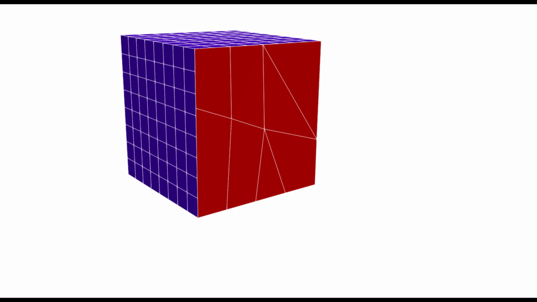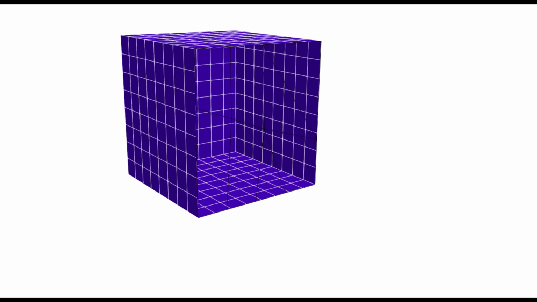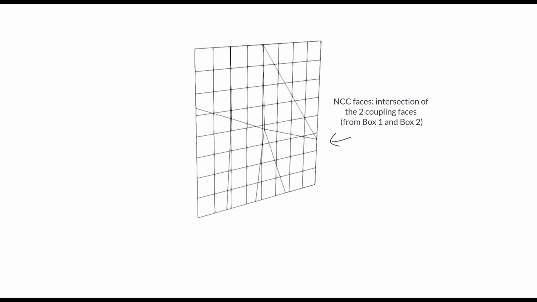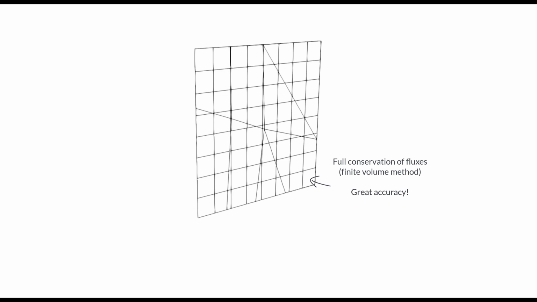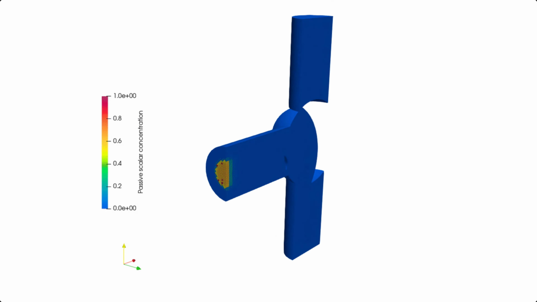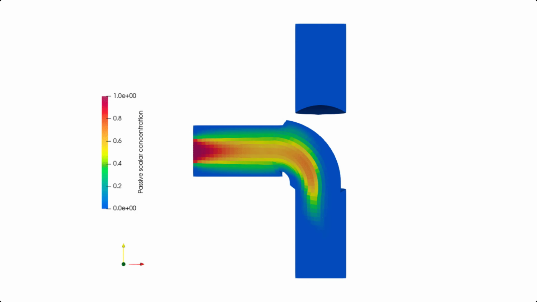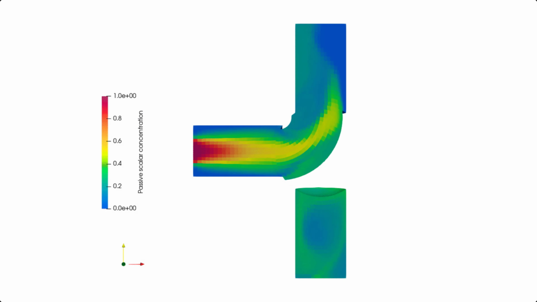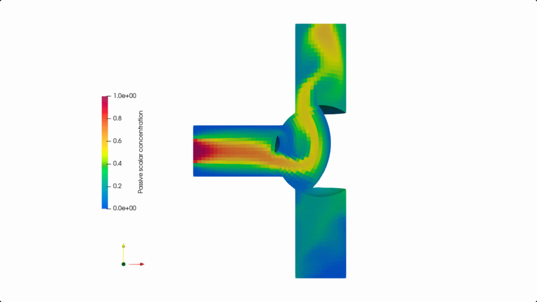In this way, the new faces are identical on both sides of the coupling patches, resulting in a perfect one-to-one match when calculating fluxes and other finite volume-related variables. Therefore, full conservation and great accuracy are maintained, while this is not a given with the arbitrary mesh interface approach. Even though the NCC approach can be applied for both static and dynamic meshes, including quite complex problems, in this version, the NCC has been implemented for static boundaries only.